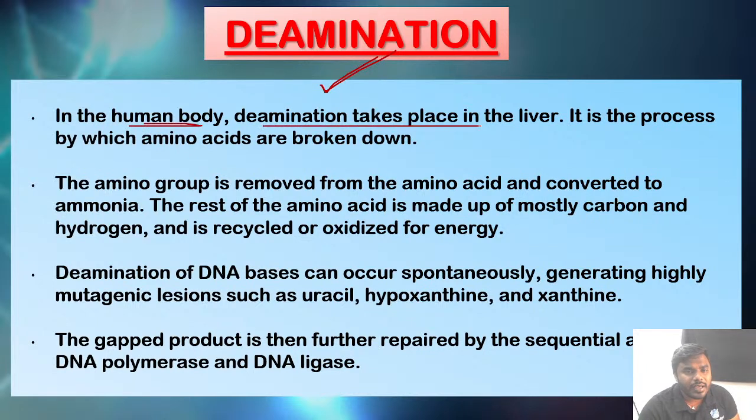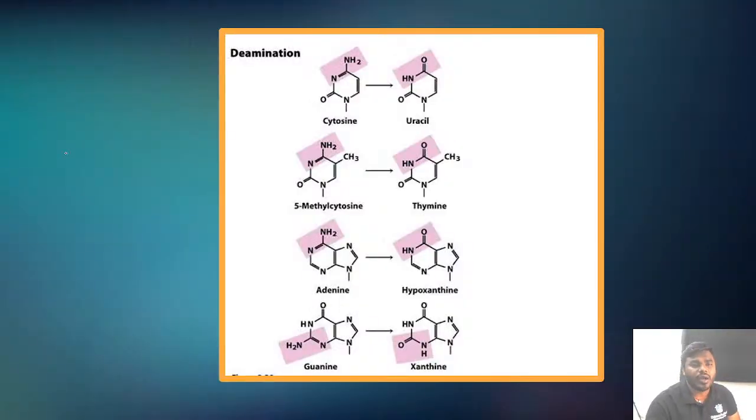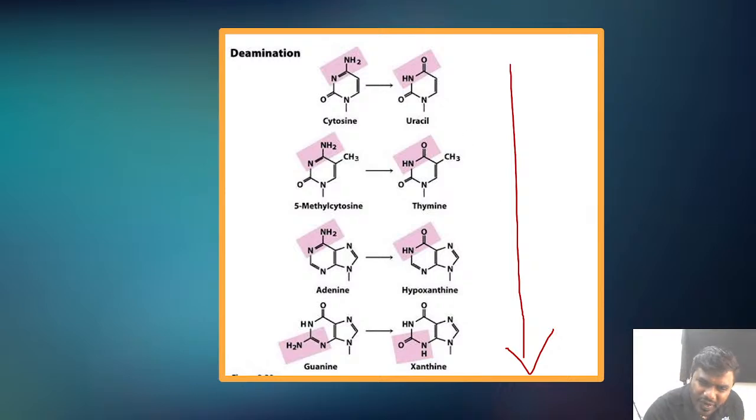Please listen to me very carefully. In the human body, deamination takes place in the liver. It is the process by which amino acids are completely broken down. Everyone look into the picture carefully. I request all of you, friends, to remember the 4 examples without fail. Once we asked this question in the Part B section also, so listen carefully. What we are doing is removing this particular amino group. Look into this. This is cytosine. Cytosine contains what group? The amine group. The removal of the amine group from cytosine converts it into uracil.